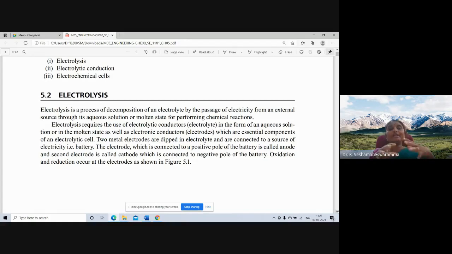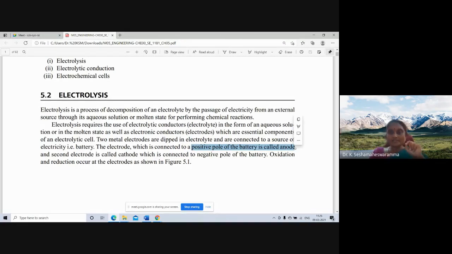Two metal electrodes are dipped in an electrolyte and are connected to a source of electricity, that is, a battery. The electrode which is connected to the positive pole of the battery is called the anode, and the negative pole is known as the cathode. You have to remember here, the positive pole of the battery is known as the anode.